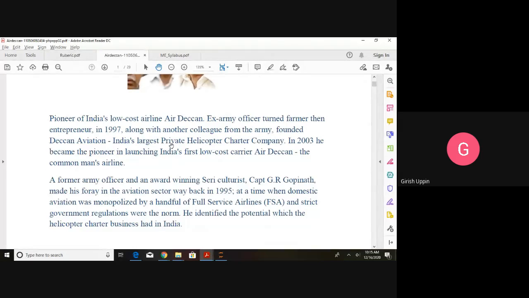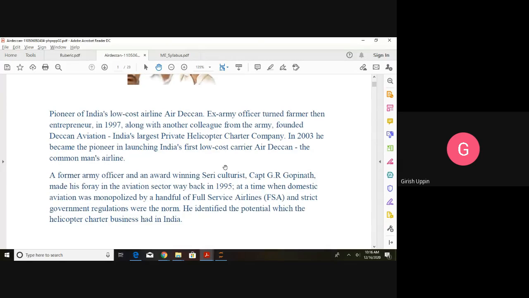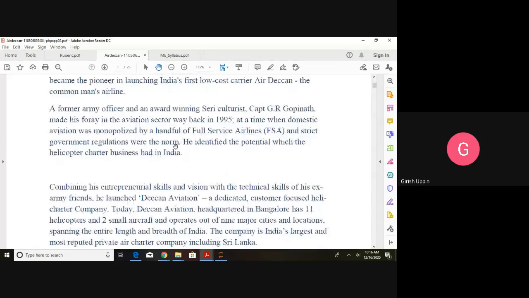He started with the helicopter charter. Initially, he started with one helicopter. And then in 2003, he started the low cost airline carrier, Air Deccan. A former army officer and award winning sericulturist, Captain Gopinath made his foray into the aviation sector back in 95. Aviation was monopolized by all the full service airlines.